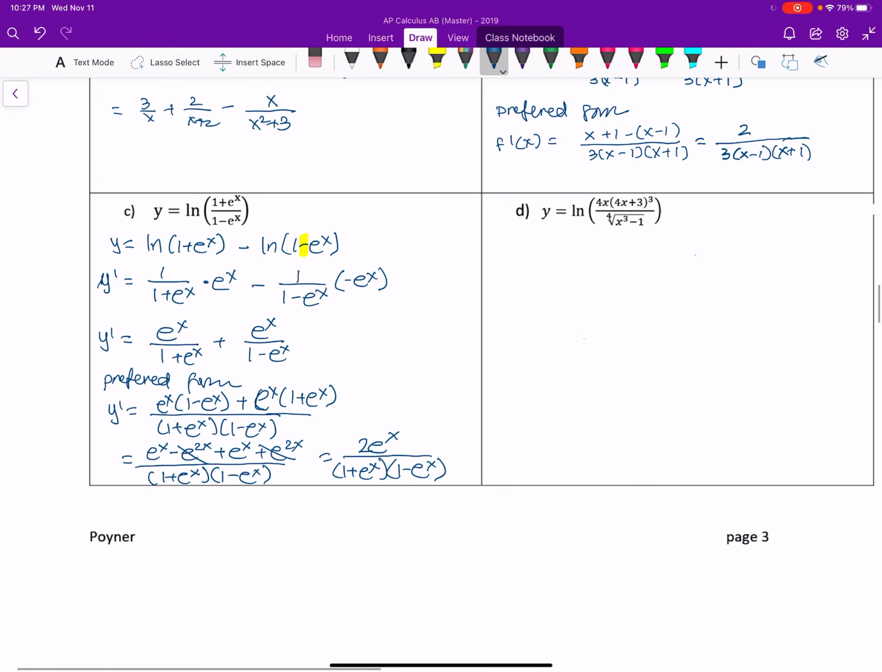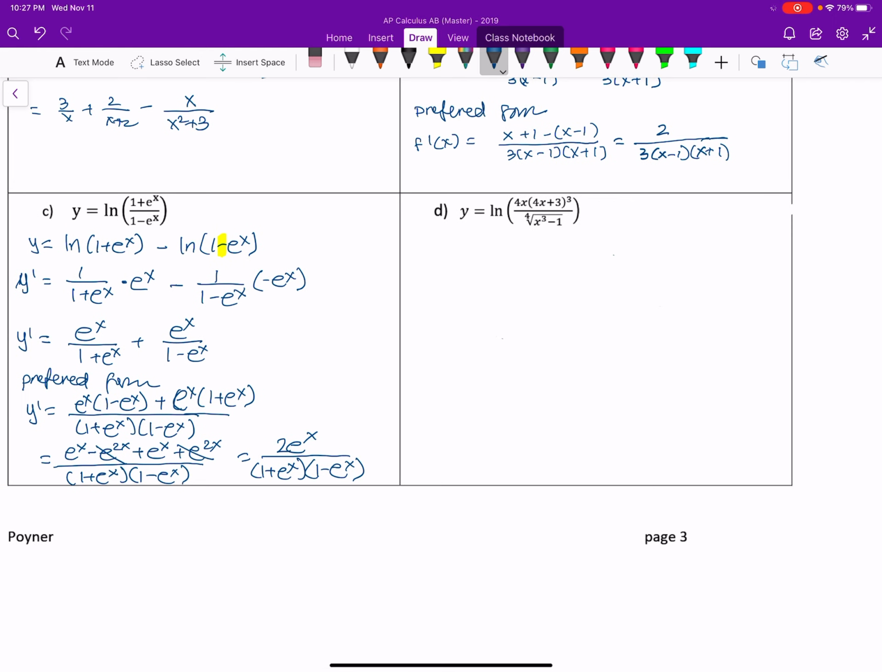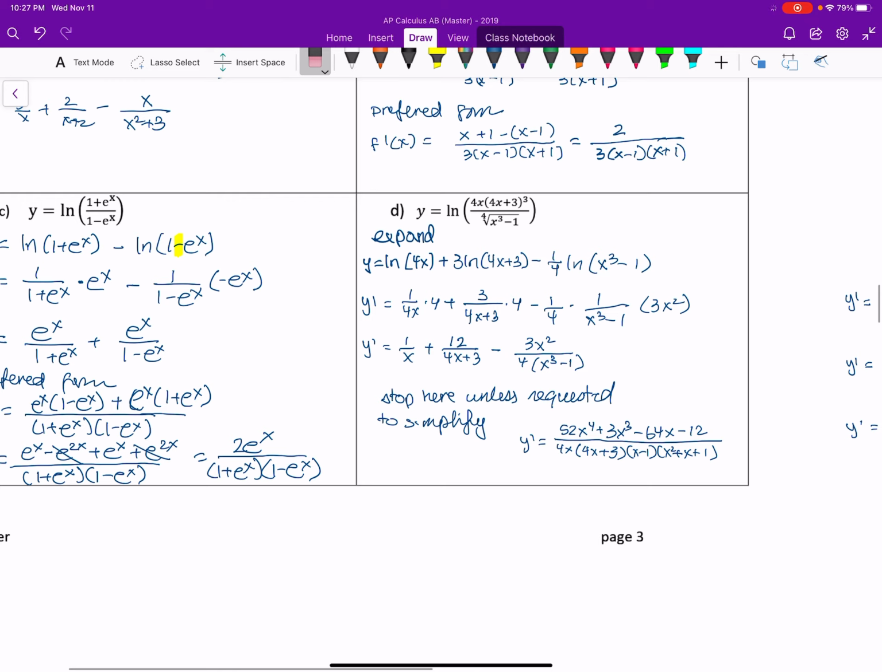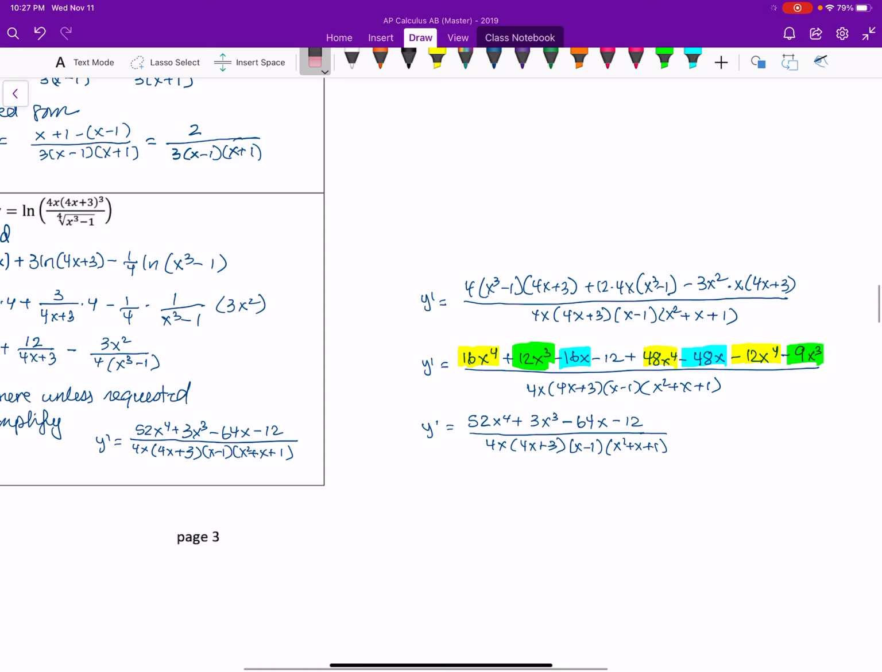Now try D. Pause the video and try D. Super messy, this one is. So I put a stop here unless requested to simplify or in the preferred form. I did some of the work out here on the side because it got really messy if I wanted it in that form.